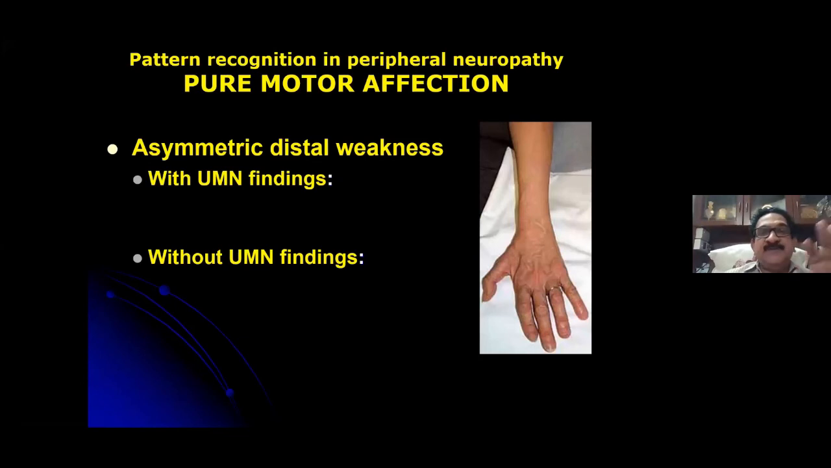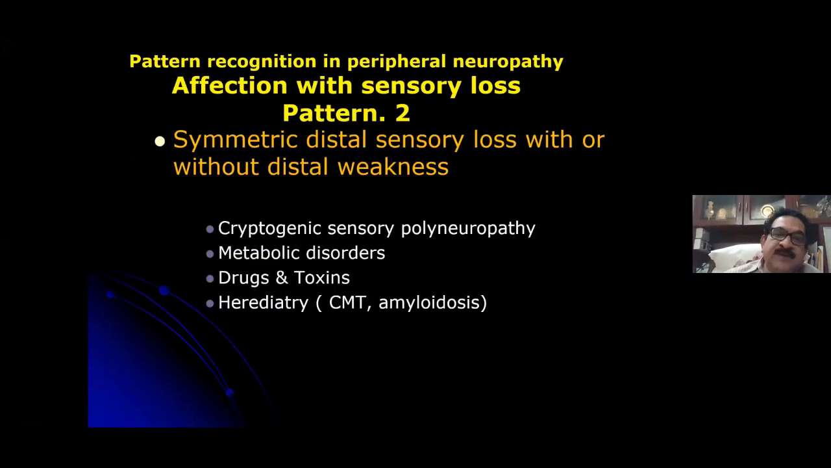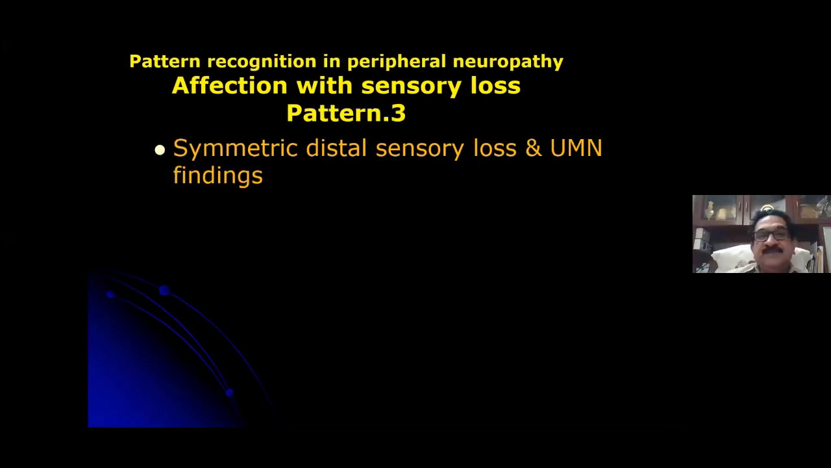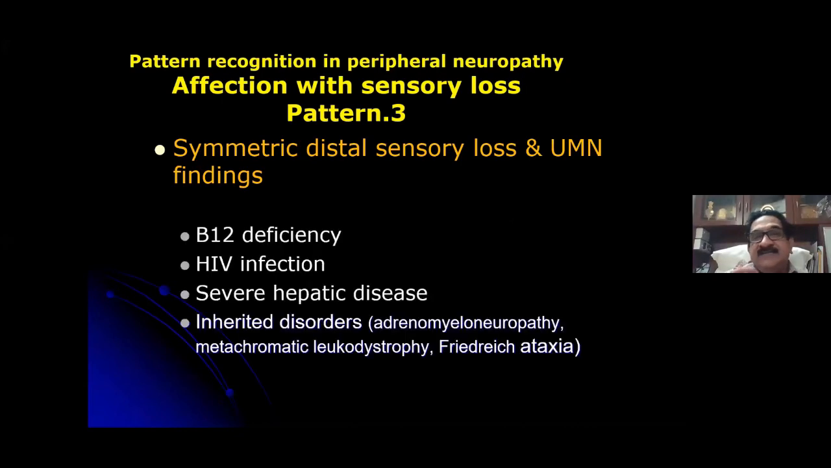Sensory and motor affection. Now, the motor affection: if you have asymmetrical distal weakness, find out whether upper motor neuron findings are present or absent. If upper motor neuron findings are present, only one diagnosis: hereditary. Then the pattern of symmetrical distal loss with upper motor neuron findings: there are conditions like vitamin B12 deficiency, HIV infection, vacuolar myelopathy, severe hepatic disease, and certain rare inherited diseases like leukodystrophy, which you can ignore.